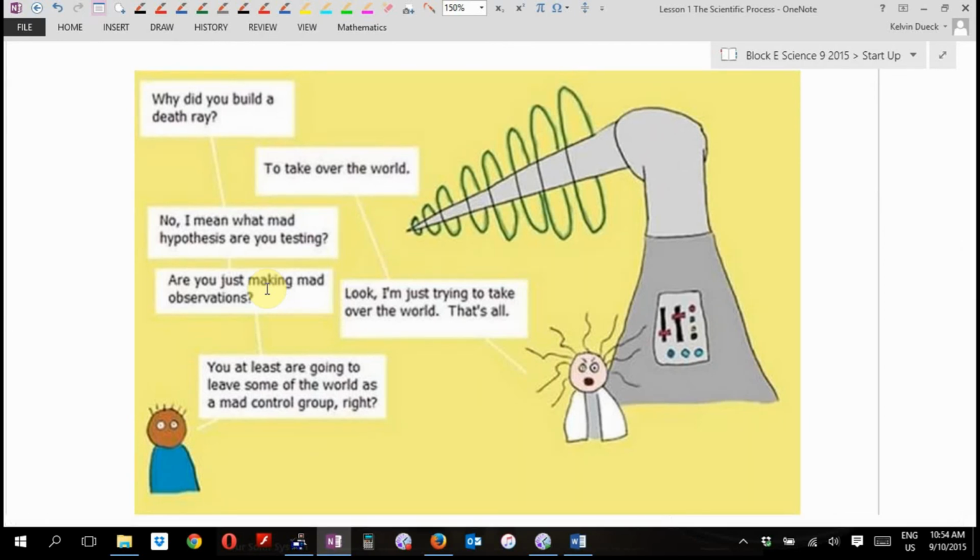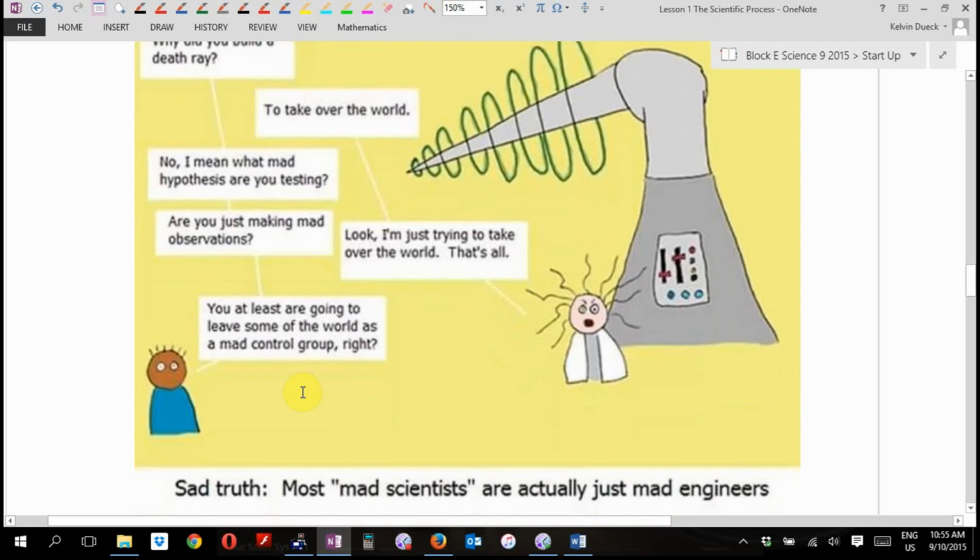The famous mad scientist. Why did you build a death ray? To take over the world. No, I mean, what mad hypothesis are you testing? Are you just making mad observations? Look, I'm just trying to take over the world, that's all. You're at least going to leave some of the world as a mad control group, right? Sad truth, most mad scientists are actually just mad engineers because they're not using the scientific method.